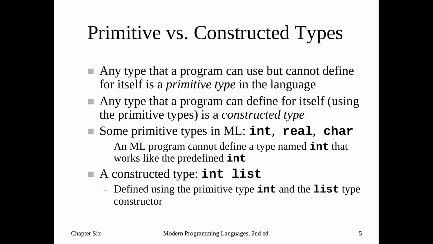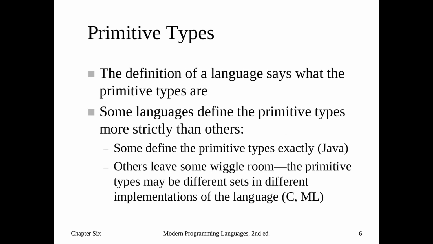So we also can take a look at a constructed type, right? For example, in ML, we can create an int list, which is really just a type constructed using the primitive type int and the list type constructor. Primitive types really come from the definition of a language. It says what these primitive types are, and defines the specification for these types, as well as any other operations that apply to them.